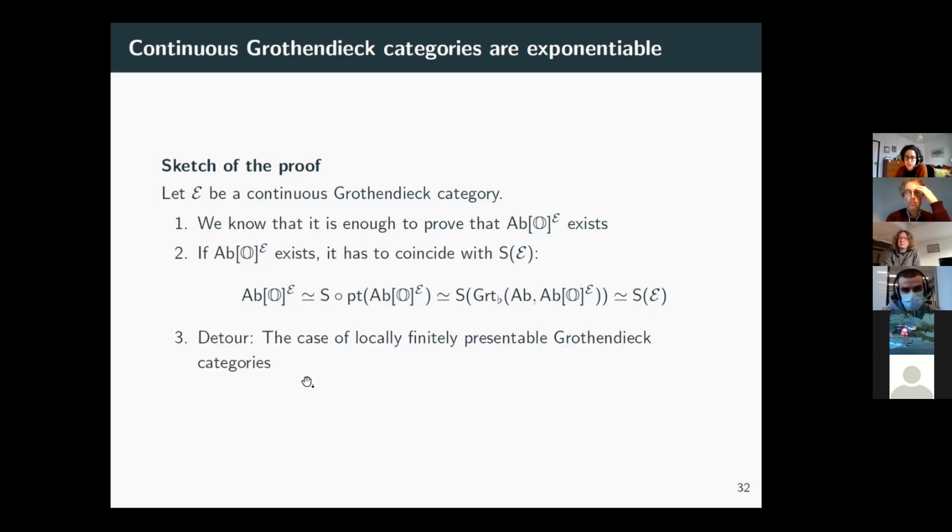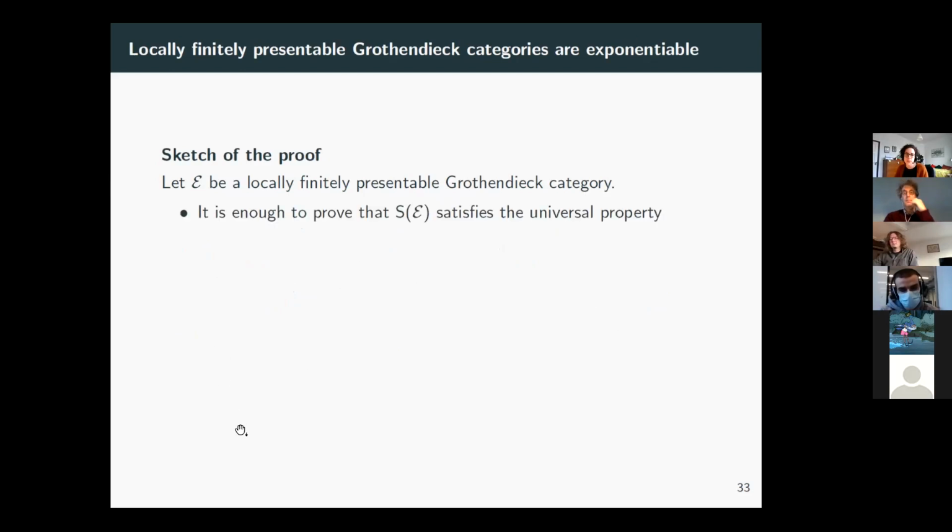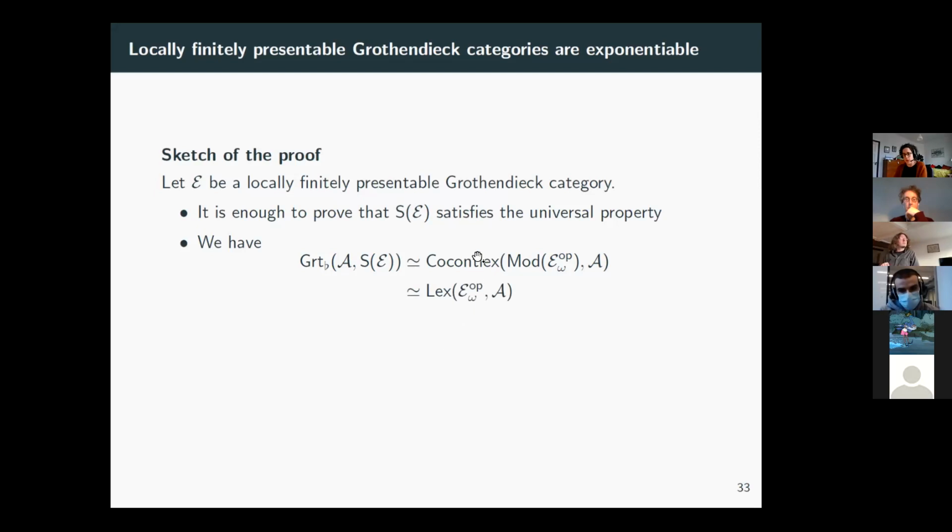We do a small detour, and we check the case of locally finitely presentable Grothendieck categories. They will be exponentiable, and then the general case. Take a locally finitely presentable Grothendieck category E. We know because of the previous step, it's enough to check that this guy satisfies the universal property. When we do check, flat morphisms from A to S of E, S of E is just this by definition, continuous left adjoints from this guy to A, which is just left adjoints from this guy to A.